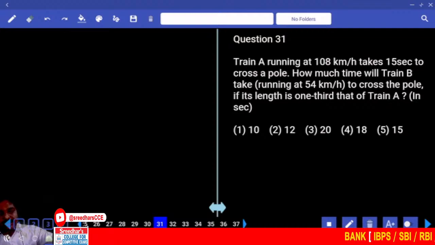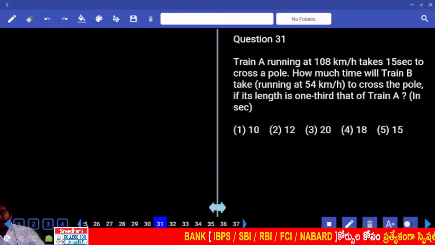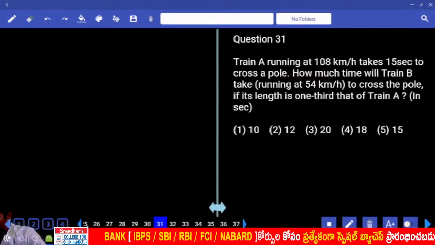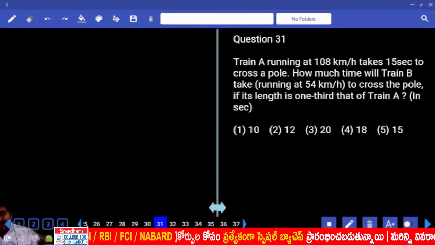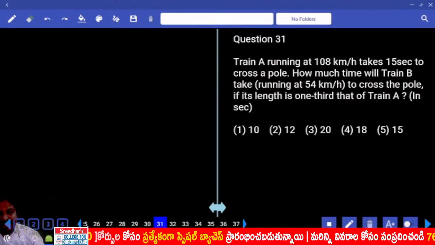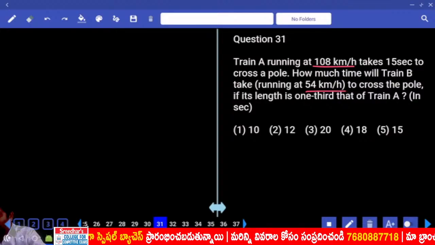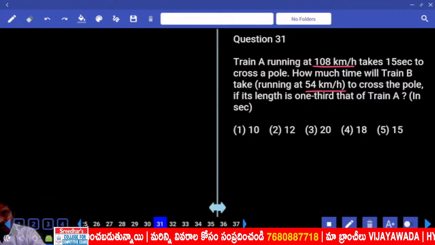What time will train B take to cross the pole if its length is 1/3 that of train A? One way is calculating the length of train A, then train B, and getting the answer. That is one way. Another way: for example, if train A's speed and B's speed are both the same. Take an example. Speeds are the same. They both try to cross a pole.